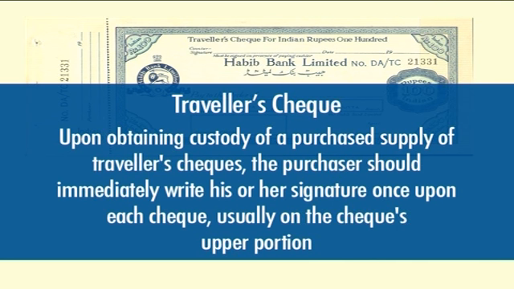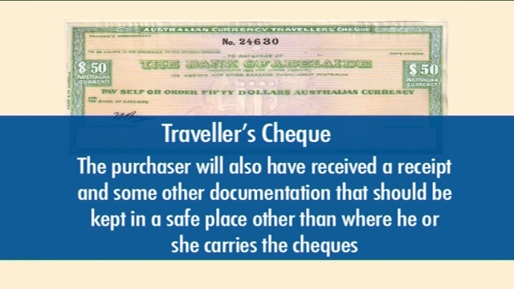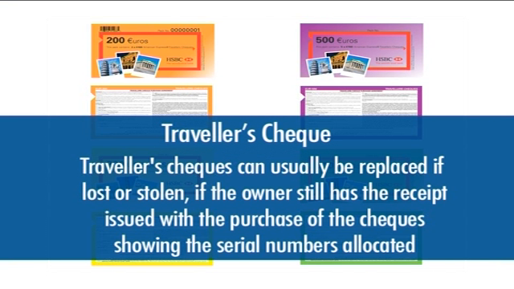Upon obtaining custody of a purchased supply of traveler's checks, the purchaser should immediately write his or her signature once upon each check, usually on the check's upper portion. The purchaser will also have received a receipt and some other documentation that should be kept in a safe place other than where he or she carries the checks. Traveler's checks can usually be replaced if lost or stolen if the owner still has the receipt issued with the purchase of the checks, showing the serial numbers allocated.